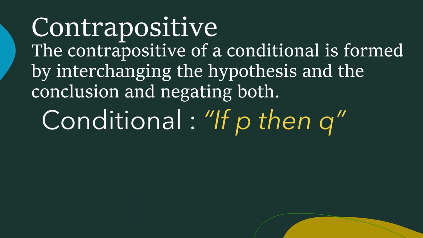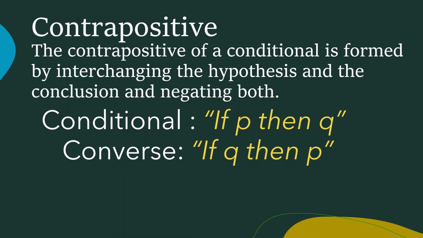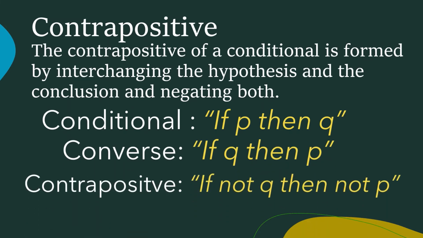So, we have the pattern in the conditional statement, if P then Q, get its converse. If Q then P, then negate the converse. So, you will get the contrapositive. So, its contrapositive is if not Q, then not P.